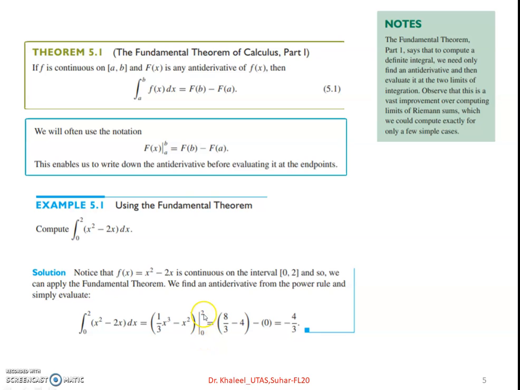Then I assign 0 to 2, here a to b. Then I put x equal to 2, that is 2 cubed, 8 by 3, minus 2 squared, 4, minus the value at x equal to 0, which is 0. So 8 by 3 minus 4 gives me minus 4 by 3.